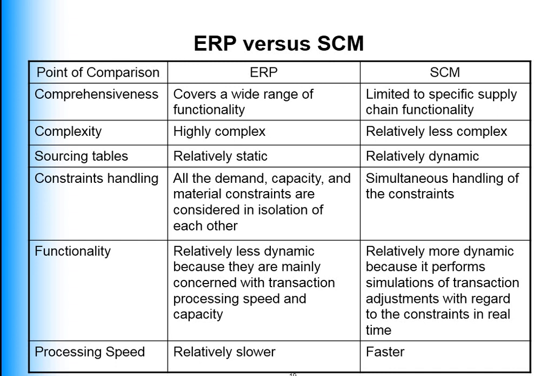So constraint handling: in ERP, all the demand, capacity, and materials constraints are considered in isolation of each other, while in SCM it is simultaneous handling of the constraints. So I think every ERP has its own module. So every module is actually isolated, to handle its own problem.